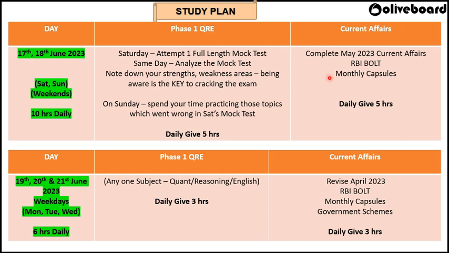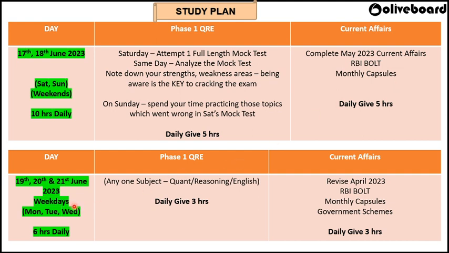Fine. Parallelly, what you need to do daily, you need to give 5 hours to complete May 2023 current affairs. May is going to be of super importance, as well as June. So we're not going to be taking it very lightly. I'm giving you a total of 10 hours to put in all your efforts to complete May 2023 current affairs, right? You need to focus on RBI Bolt as well as monthly capsules. If you have subscribed to our course, you would have downloadable GA material, which includes RBI Phase 1 Bolt and monthly capsules, which are also important for your Phase 1, right?